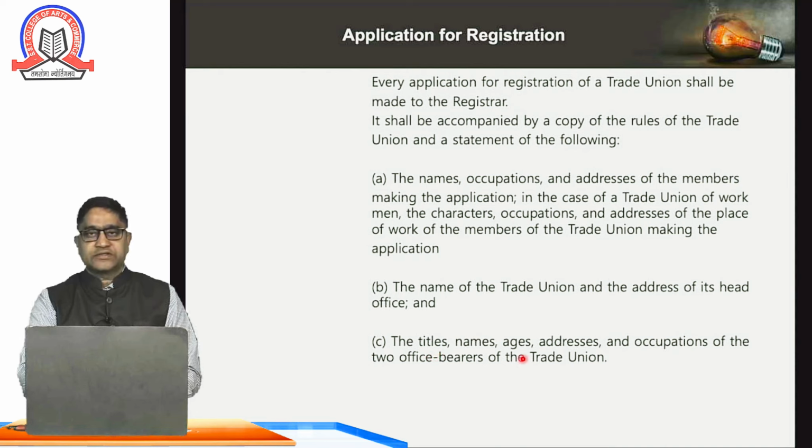The titles, that is the designation, whether it is chairman, secretary or treasurer of the trade union, should be mentioned. The age, address and occupation of the office bearers should also be mentioned while applying to the registrar of the trade union.